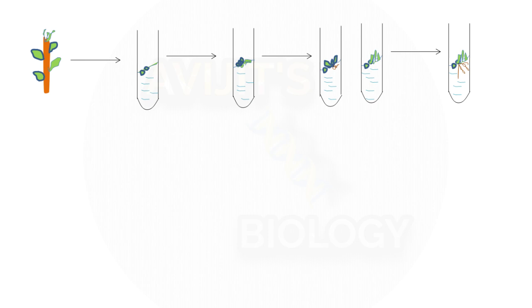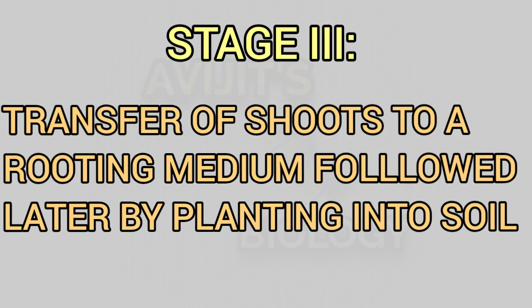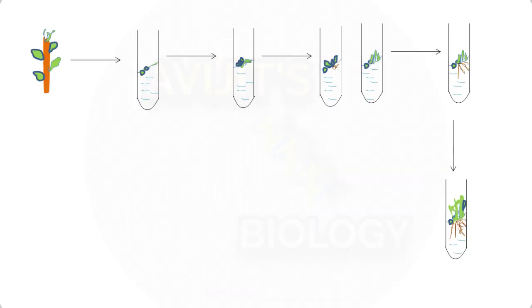And now the next stage, stage 3, which is the transfer of shoots to a rooting medium, followed later by planting into soil. And this stage involves treating the plantlets or shoots produced to encourage root growth and hardening, and it is performed in vitro or in a sterile test tube environment. And hardening refers to the preparation of the plants for a natural growth environment.